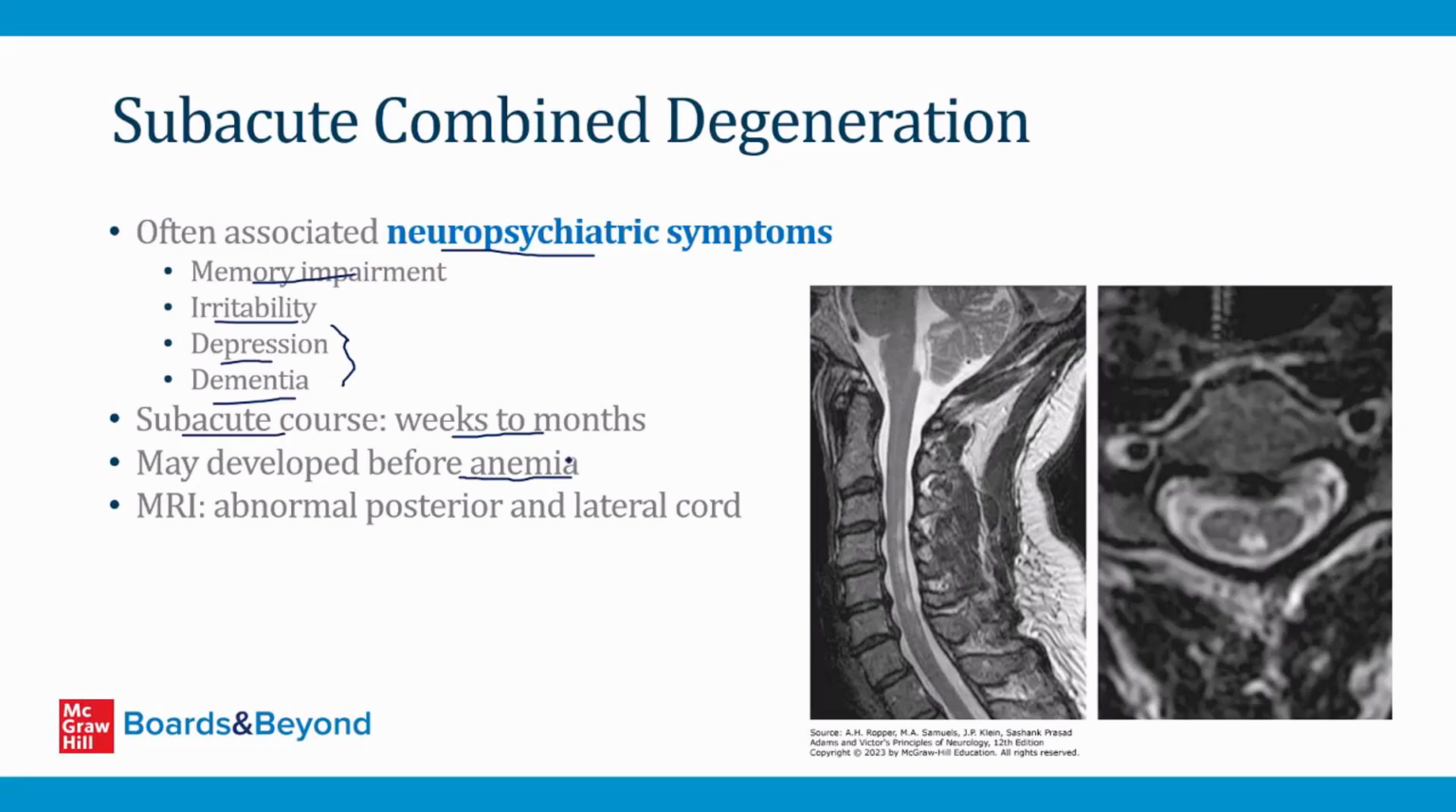And then the diagnosis is usually made by identifying a low serum B12 level, but you can do an MRI and you will find abnormal posterior and lateral cord features when you look at the MRI images of the spinal cord.